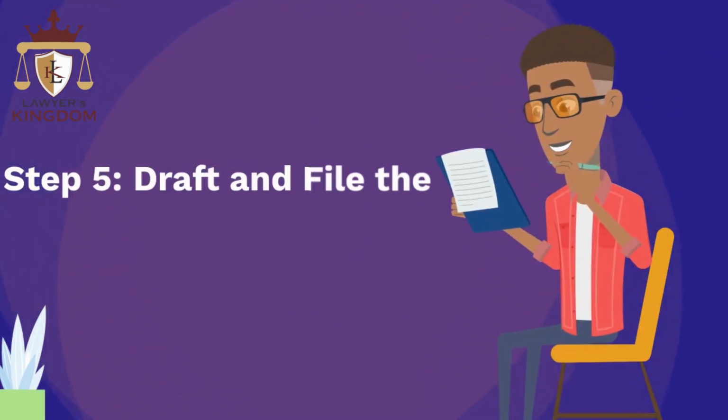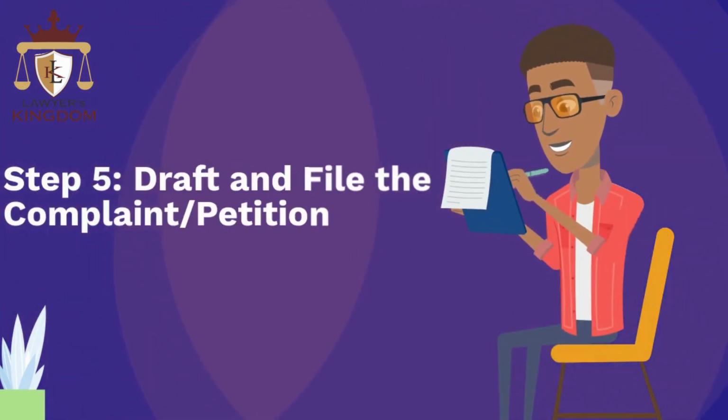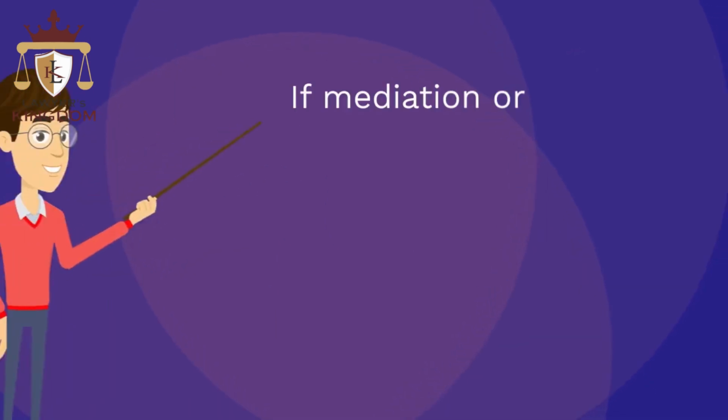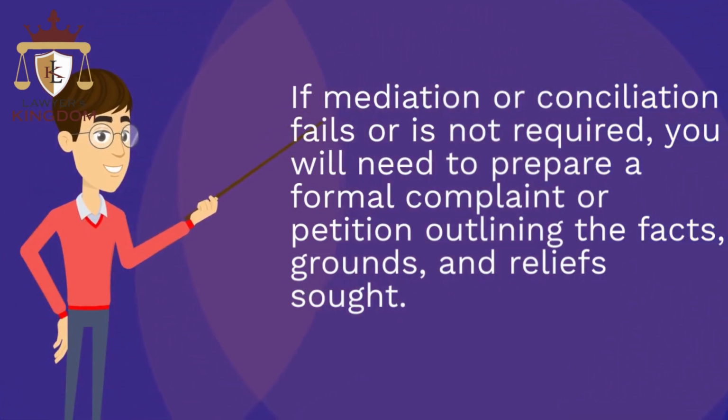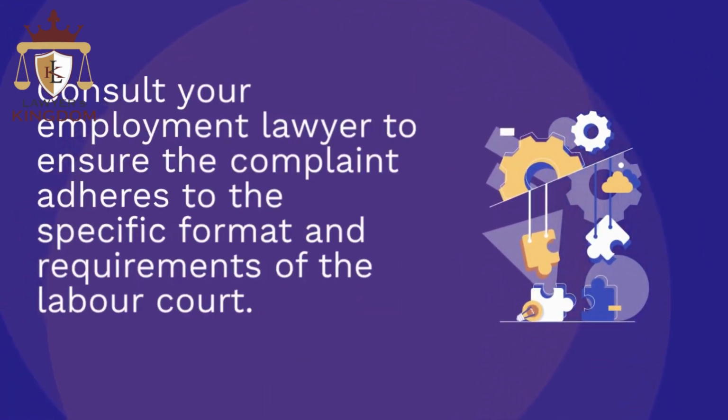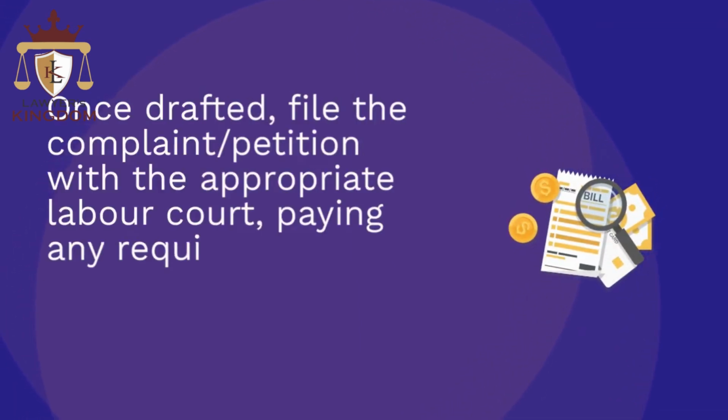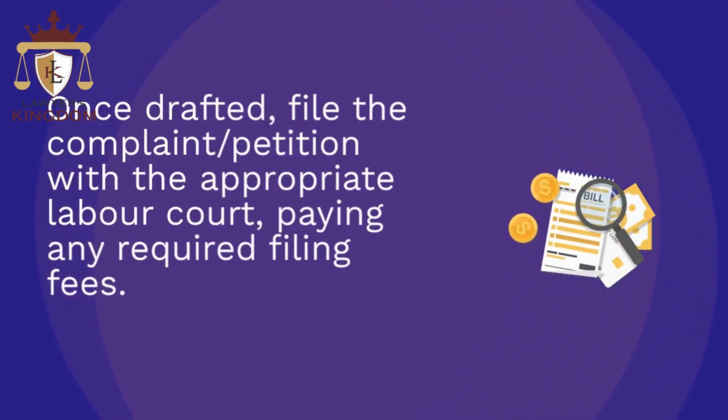Step 5. Draft and file the complaint or petition. If mediation or conciliation fails or is not required, you will need to prepare a formal complaint or petition outlining the facts, grounds, and relief sought. Consult your employment lawyer to ensure the complaint adheres to the specific format and requirements of the labor code. Once drafted, file the complaint or petition with the appropriate labor court, paying any required filing fees.